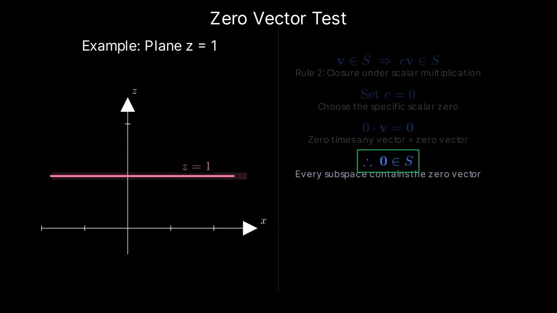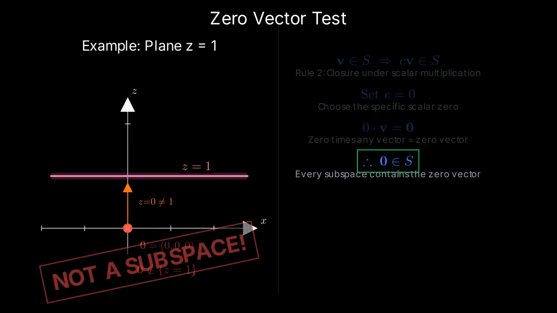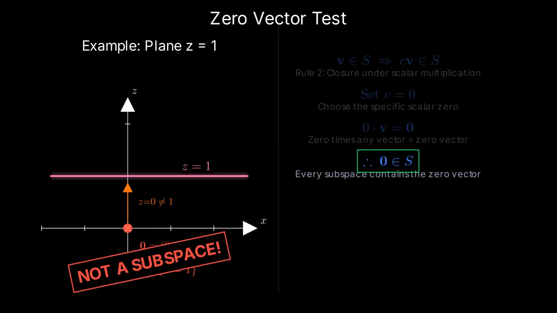Here's an example. Look at the plane z equals 1 in 3-dimensional space. This plane floats above the origin. The 0 vector, which is the point (0, 0, 0), has z equal to 0, not 1. So the 0 vector is not in this set, and therefore the plane z equals 1 is not a subspace.